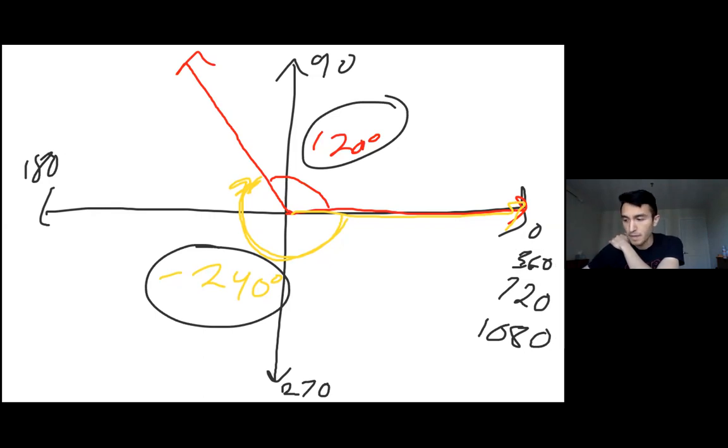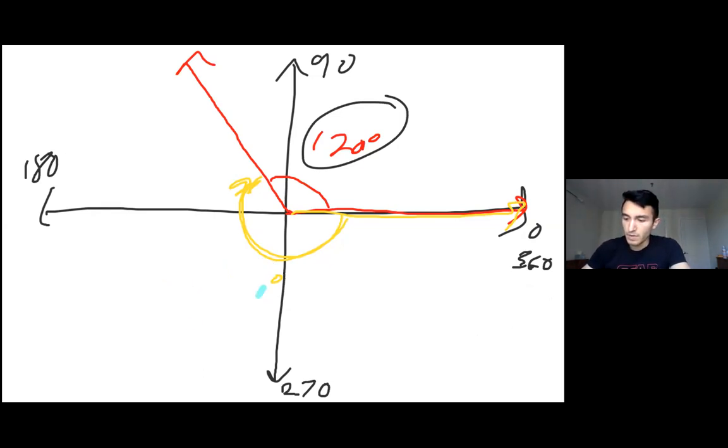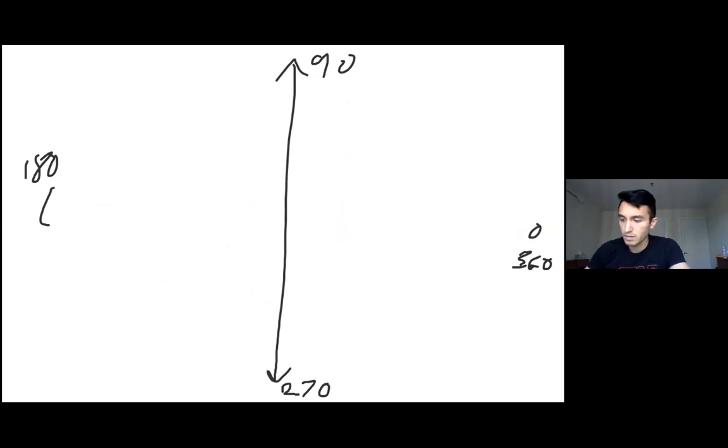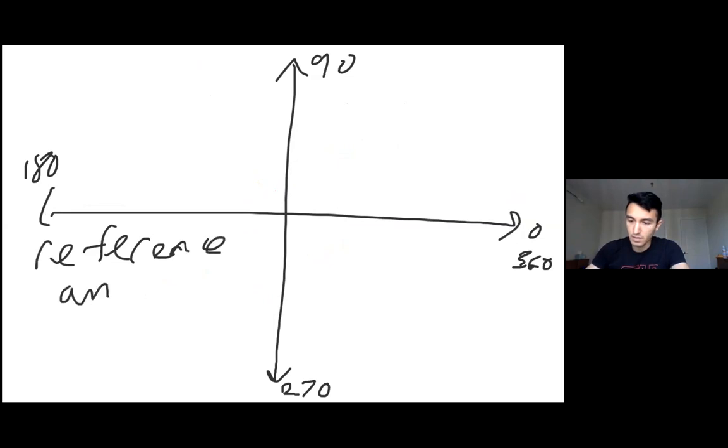Okay. Anyway, all right. So cool. That's coterminal. And then reference angle is the last one. So let me erase this here. Oops. All right. So think of reference angle as something that has to be less than 90.